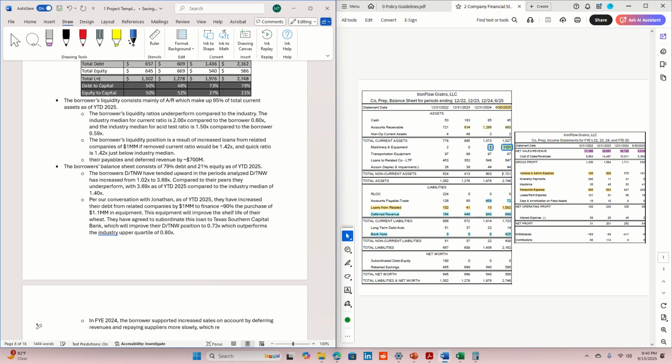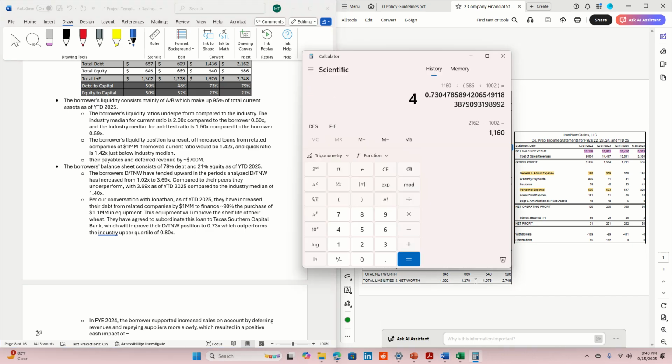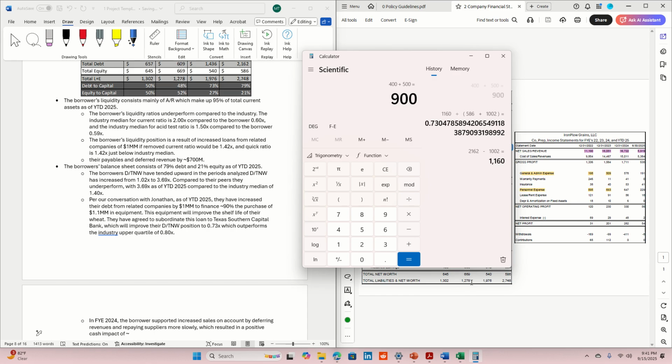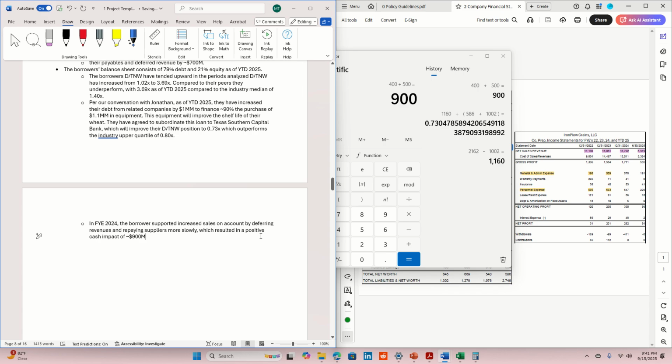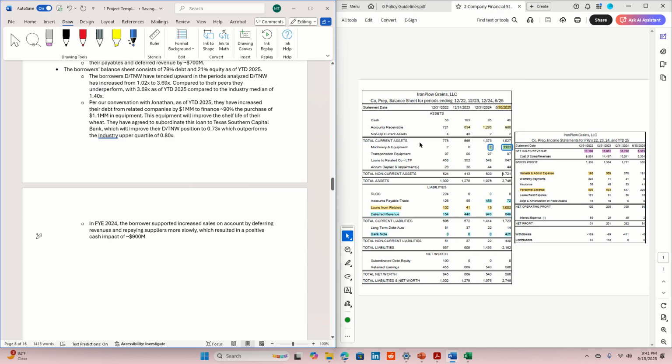which resulted in a positive cash impact of around, and we're going to do the change. This went up about 500,000, and this went up about 400,000. So we'll say 400 plus 500, 900, around 900M. And I know I'm moving quickly. Slow me down if you need to. Watch this at 1.5 speed if I'm going too slow for you, but if I'm going too fast, watch this at 0.5 speed, and it'll slow down.